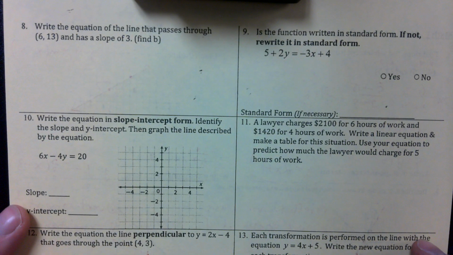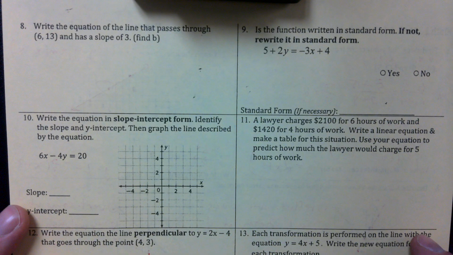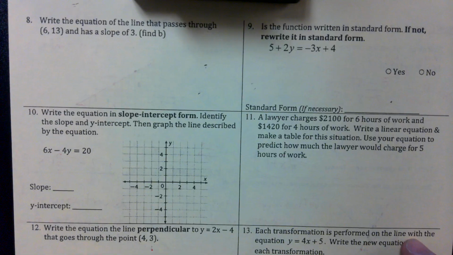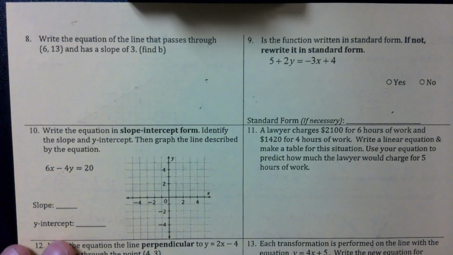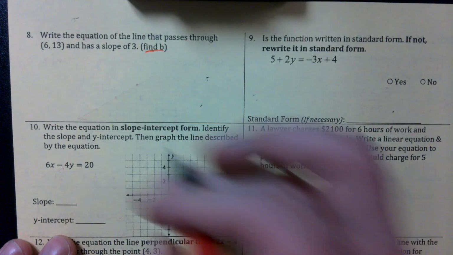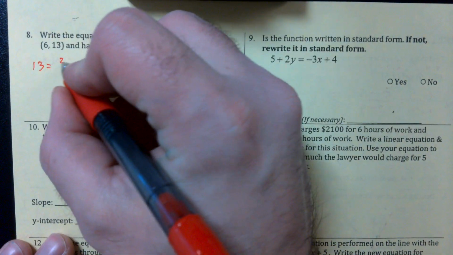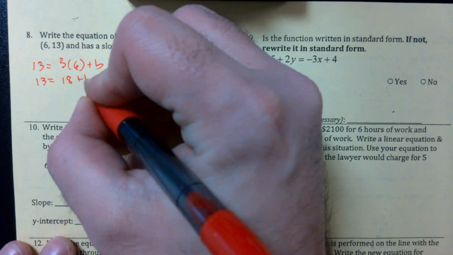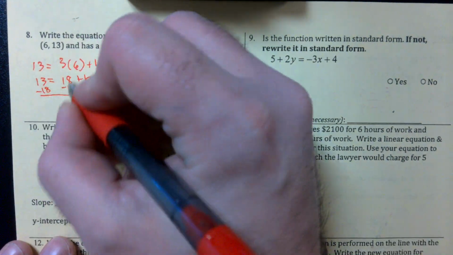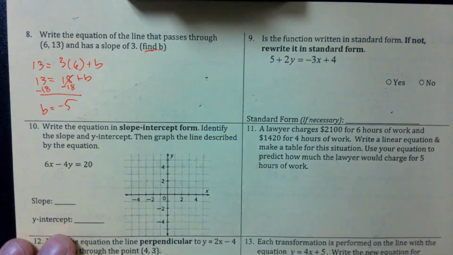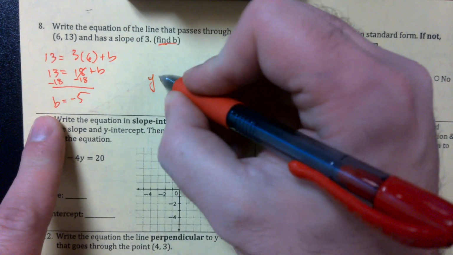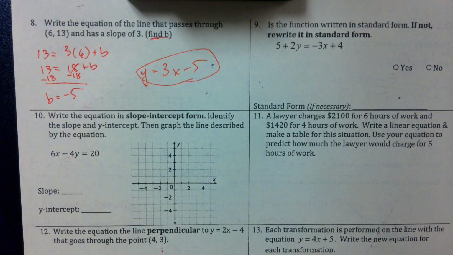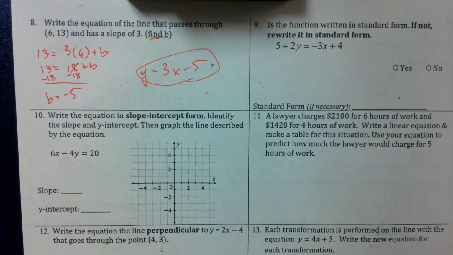Here's number 8. Write the equation of the line that passes through (6, 13). You guys listening? Yeah. And has a slope of 3. Find b. Nice little hint there. 13 equals 3 times 6 plus b. 13 equals 18 plus b. Subtract 18. b equals negative 5. Is that my final answer? No. y equals 3x minus 5. Yeah. Okay? Good. You got it.